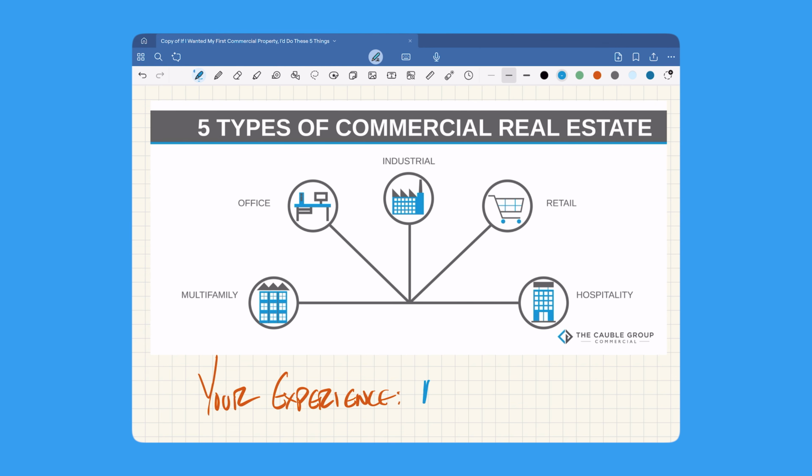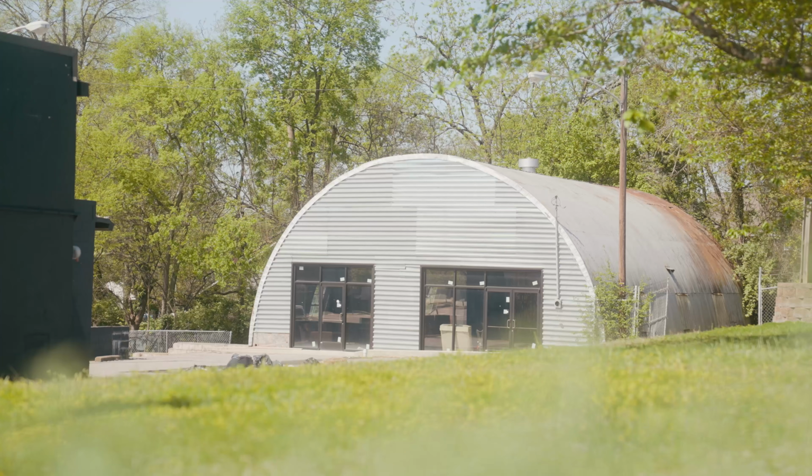Maybe you come from a background like a doctor or you're in e-commerce. Well, maybe taking the medical office route or industrial warehousing and distribution will be a better option for you because you actually have a background. You kind of understand how those industries work and what those tenant needs are.